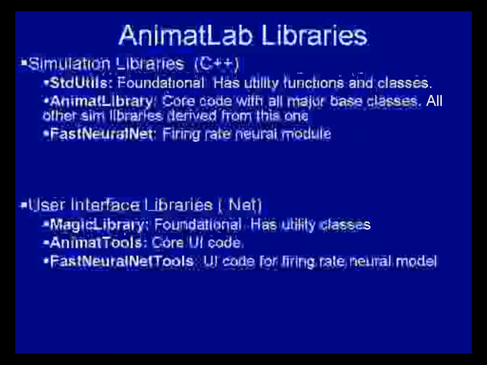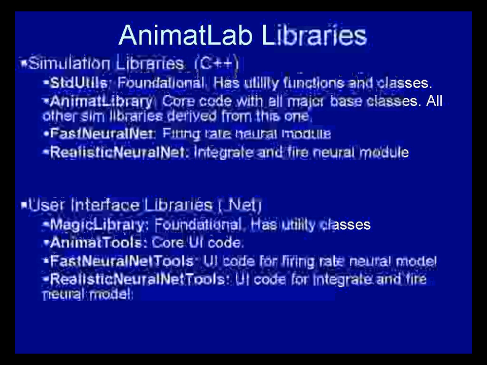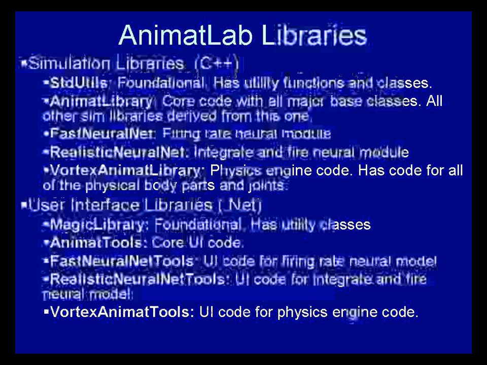Fast Neural Net is the simulation neural module plugin for the firing rate neural model, and Fast Neural Net Tools is its UI components library. Similarly, Realistic Neural Net is the simulation neural module plugin for the integrate and fire neural model, and Realistic Neural Net Tools is its corresponding user interface assembly.